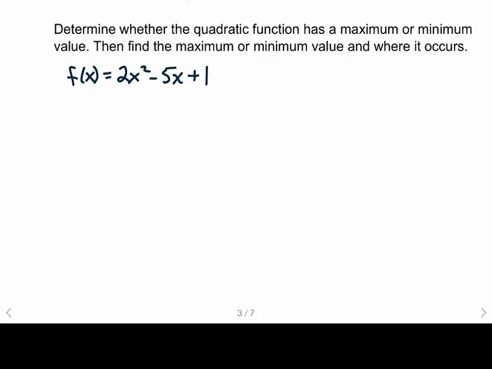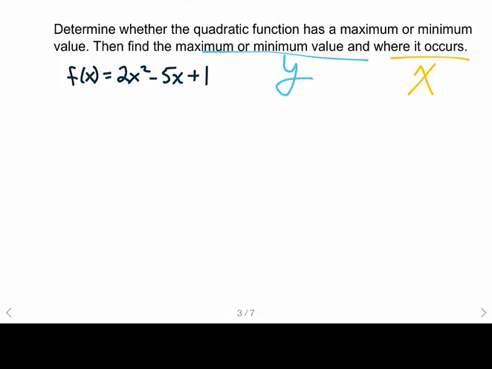Next, we're given a quadratic function. F of x is equal to 2x squared minus 5x plus 1. We're told to determine whether this one has a maximum or a minimum value, and then find that value and where it occurs. Here's the thing. The value itself is going to be a y value. Where it occurs is going to be an x value.